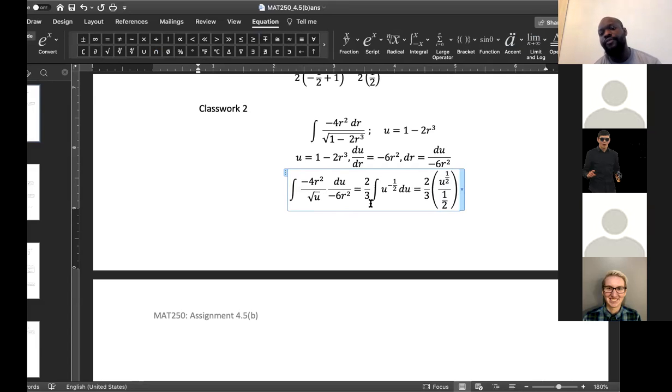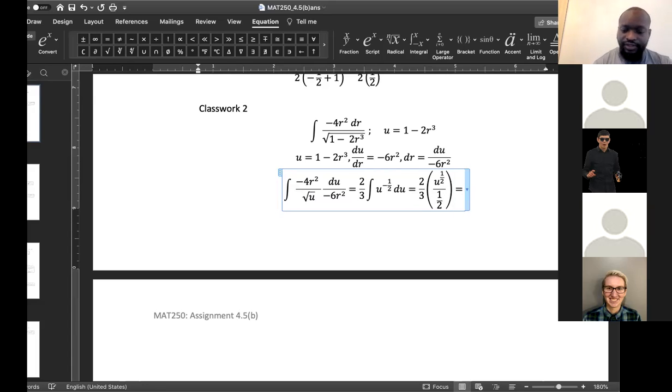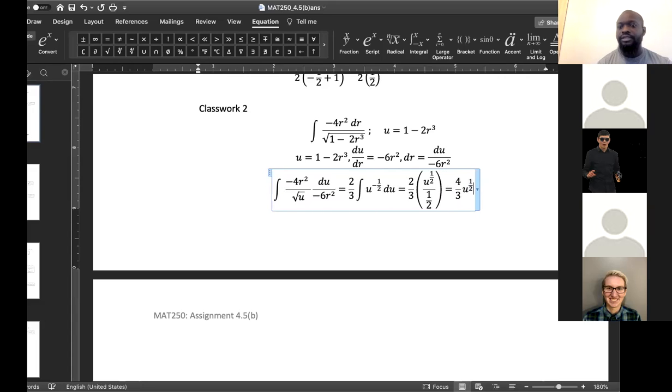So you guys need to see through your algebra. You need to be able to know what cancels what and how to get the numbers. Is that clear how I got 2 over 3 now? So divided by half is times 2. So I just have my answer to be equals 4 over 3 u to the half. And that's it. That's the answer. You put your u as 1 minus 2r cubed and you're done.